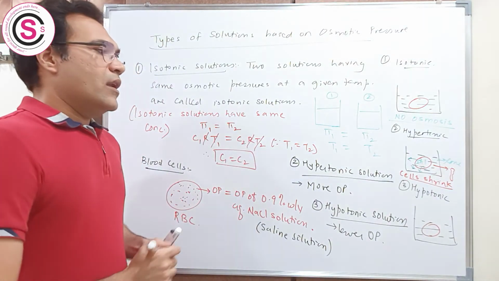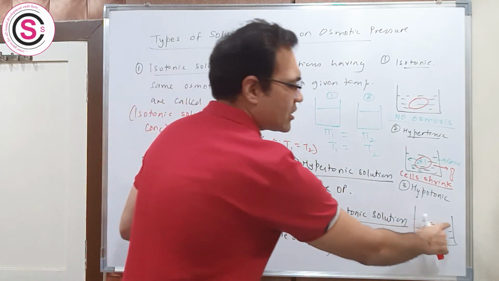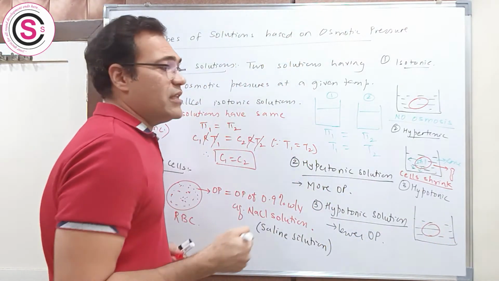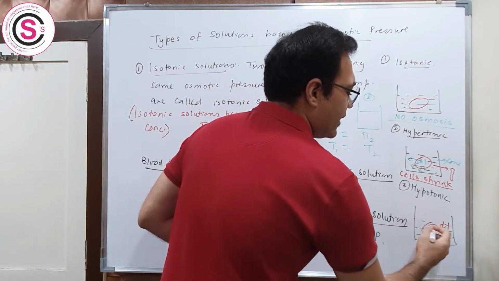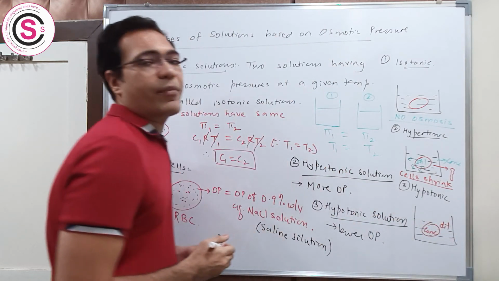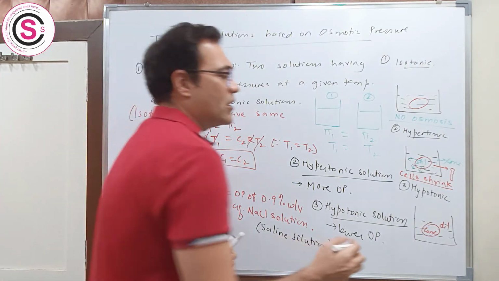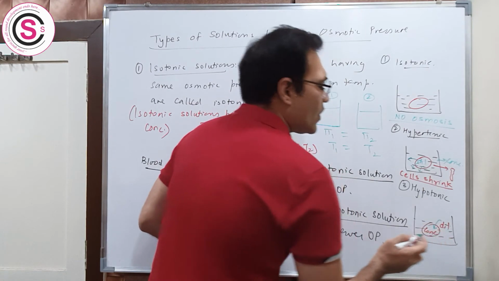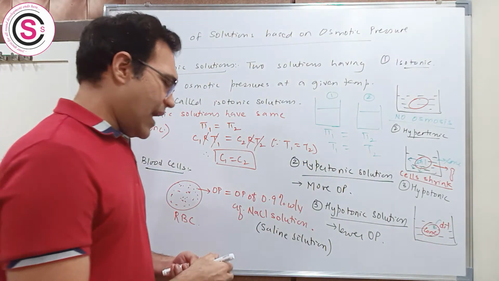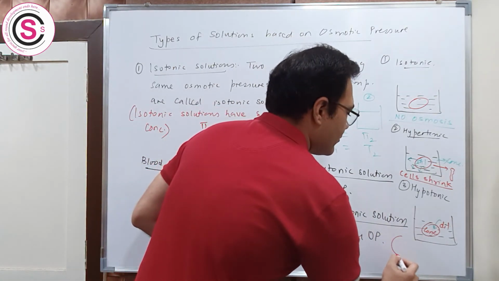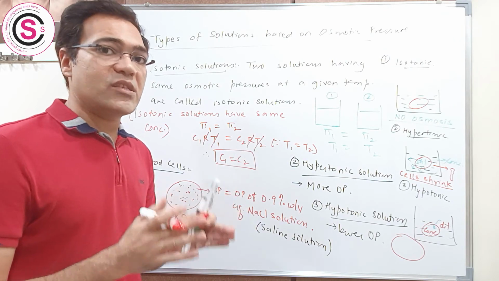Now imagine the third case. In the third case, the external solution is hypotonic, meaning it is dilute, and the solution inside the blood cell is concentrated as compared to the external solution. So what will happen according to the process of osmosis? The solvent will move inside the blood cells. And as a result, the blood cell will swell, because it will hold the solvent and swell.